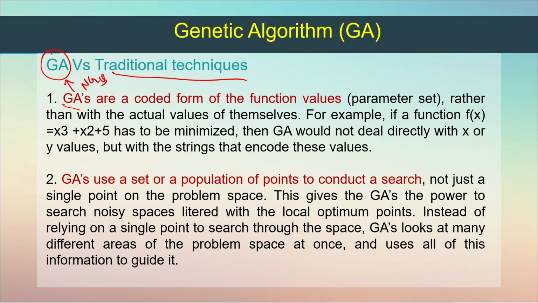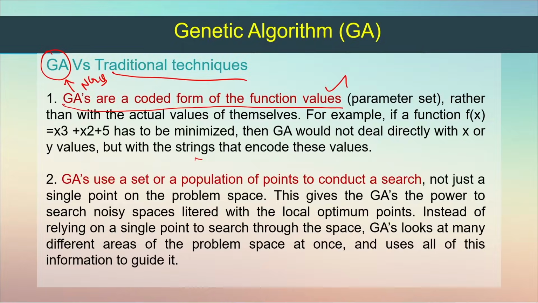First of all, GAs work on a coded form of functional values, which you should remember. If you use a binary coded GA, definitely this point will hold good. If you use a gradient based search, then you can directly use the value that is responsible for optimizing the given objective function. But in the case of genetic algorithm, you do not go for direct representation; you go for some coded form of representation. That is the major important thing, and this process is called encoding.